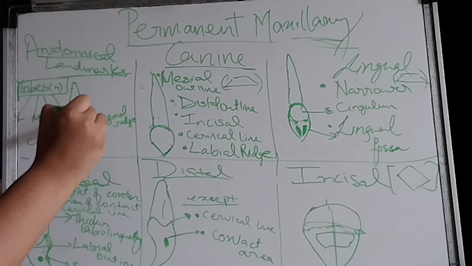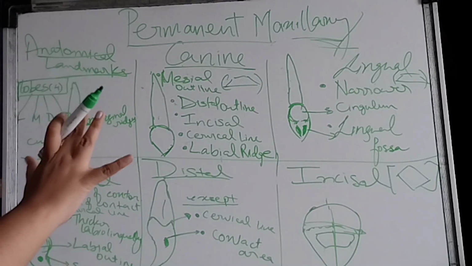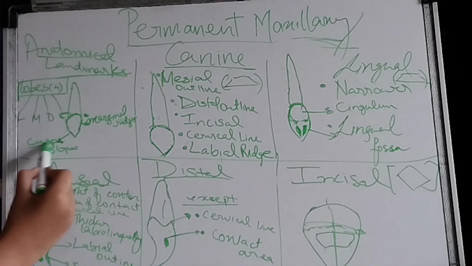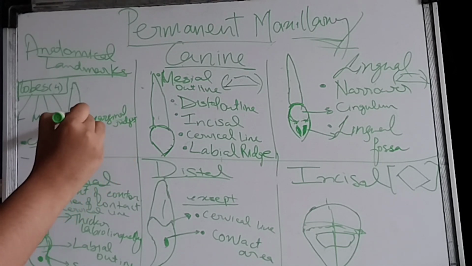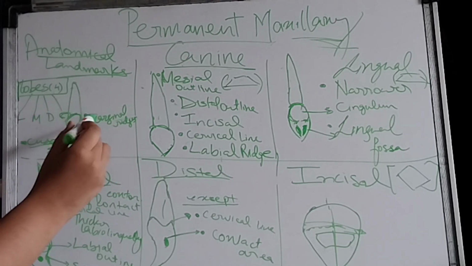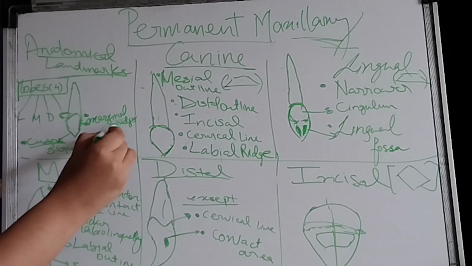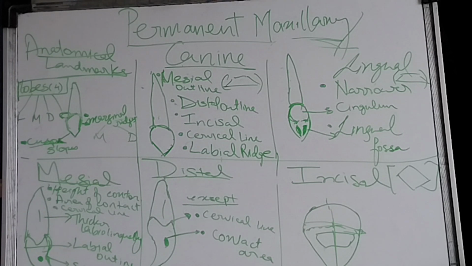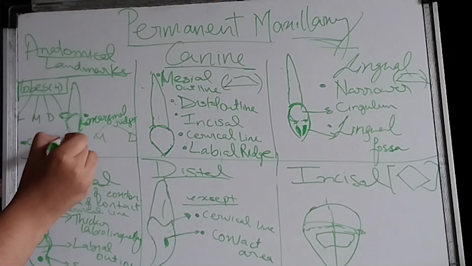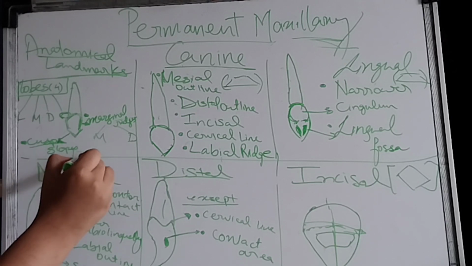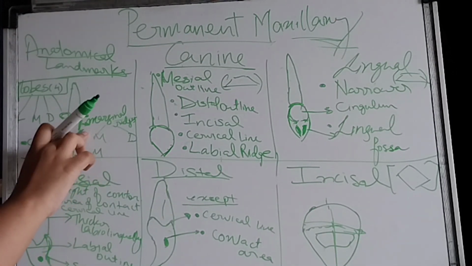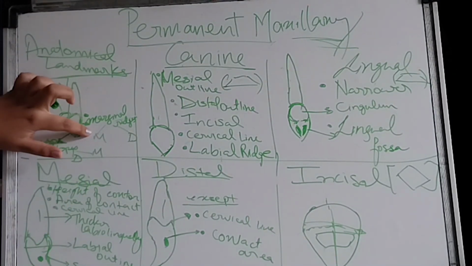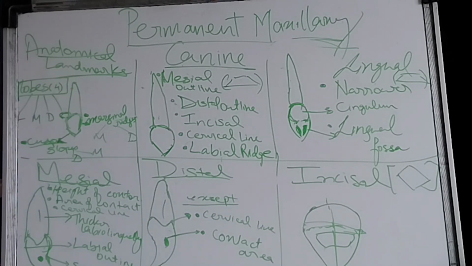Then we have the marginal ridges. There are two kinds: the marginal ridge, and the cusp ridge or cusp slopes. So don't get confused with that. Marginal ridges are these. There are two, the mesial and distal marginal ridge, and there are two cusp slopes, also mesial and distal cusp slopes. These cusp slopes make the incisal ridge. They make the incisal portion of the tooth. So these were some anatomical landmarks.